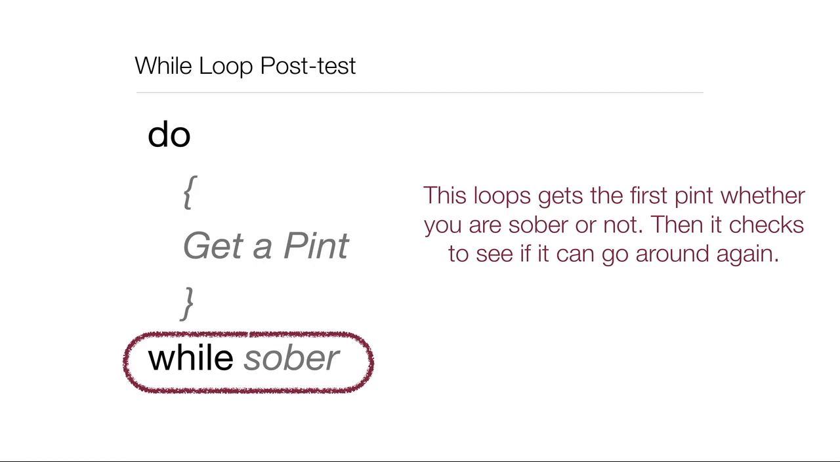You can have a while loop where you check after you've executed the body of the loop. So instead of asking, is the condition true, do I go into the loop? You say, okay, if the condition is still true, do I go around again? And this is essentially the same thing. The slight difference though is that this kind of loop will always execute the body of the loop at least once.